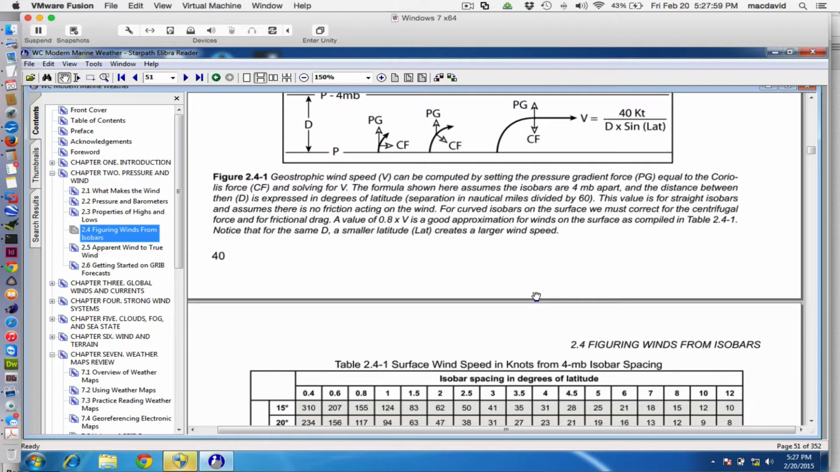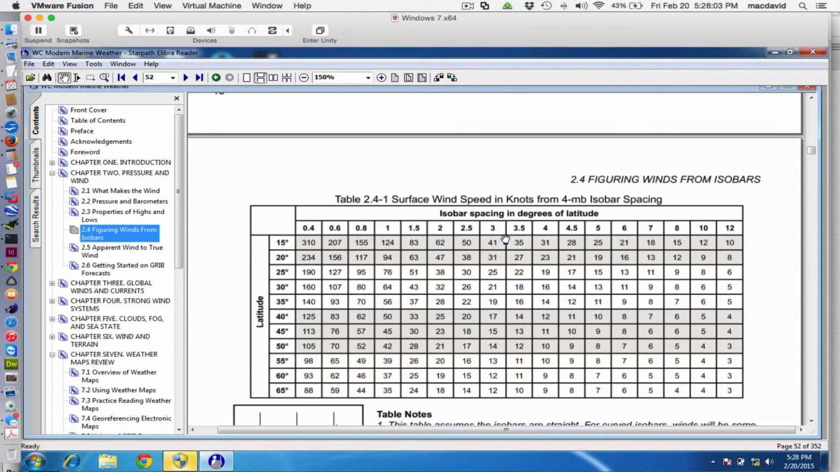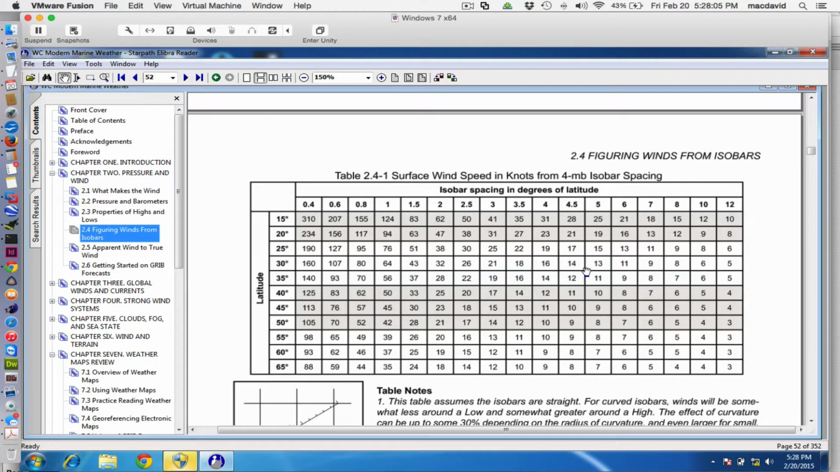So this formula, then, in this textbook, there's this table. And you can use this table without any computations. That's isobar spacing, the distance between 4 millibar isobars, expressed in degrees of latitude, and then this is the latitude. So let's do an example, or a couple of examples.